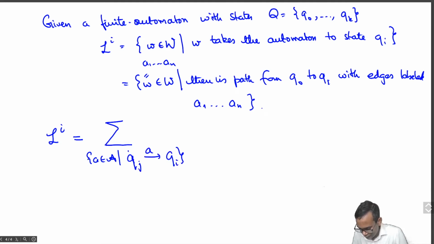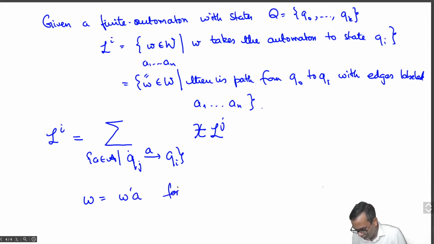So at the previous stage you would have been at Lj, and you've added one more letter to your word, and so this term here corresponds to words in Li that end with A. So given a word in Li, W is going to be W prime A for some unique A in the alphabet, and W prime, say this belongs to Lj, then that means that there is an edge going from Qj to Qi that is labeled by A.